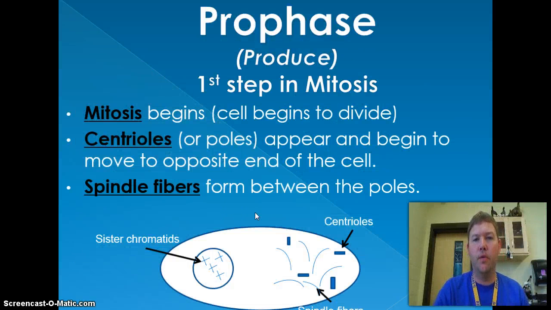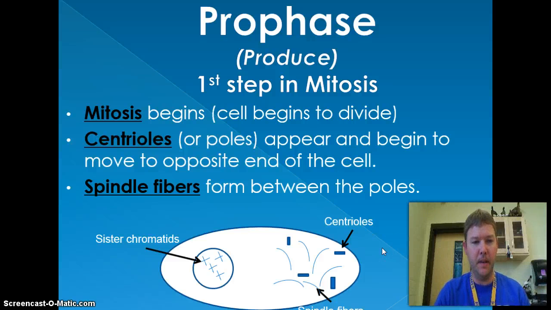Next we go to the prophase. All right, this is the actual first step in mitosis. This is where we start to produce the new cells. We see things starting to form. Mitosis begins, which means the cell is beginning to divide. Now we see centrioles form. Another name for centrioles are the poles, which are these little things right here. They look like little poles, little rods. They appear and begin to move to the opposite ends of the cell.